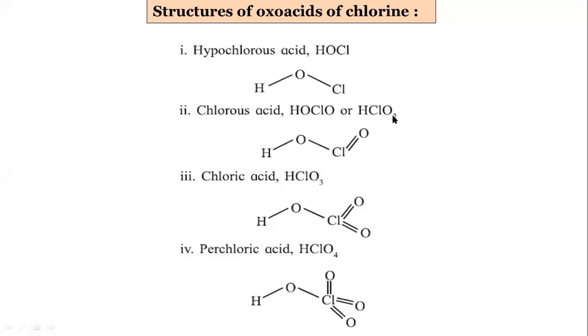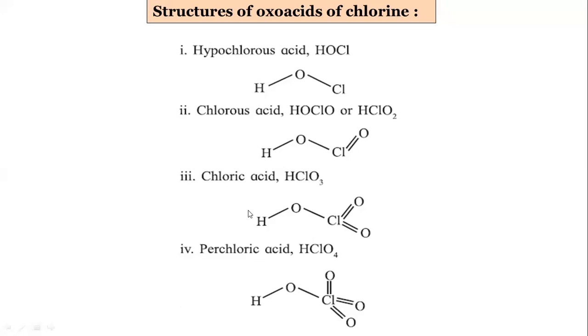Sorry, HClO2 here, HOCl there, HClO3, and this is HClO4. So the oxygens are increasing. Hypochlorous acid, HOCl. See the structure, HOCl, and here another oxygen is increased, HOClO. It is also called HClO2, and another oxygen is increased, and another oxygen increases. So structures are very easy. We only have to increase the oxygens here.